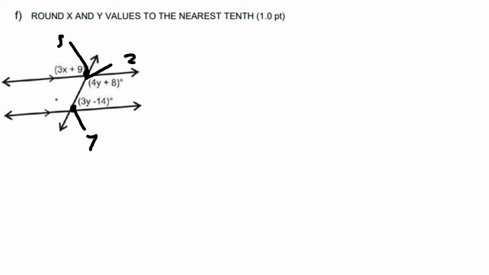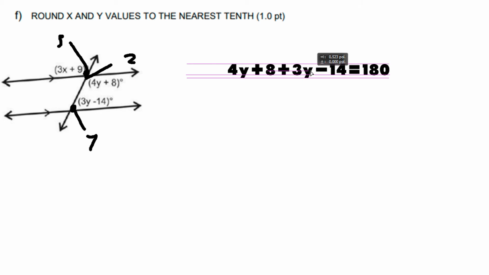We see very obviously that angle 1 and angle 2 are supplementary because they are same side interior. When this happens, all we have to do is say that one of the angles plus the other one will be equal to 180. So angle 2, plus angle 1, which is 3y minus 14, is equal to 180. And then we just need to start doing the calculations.